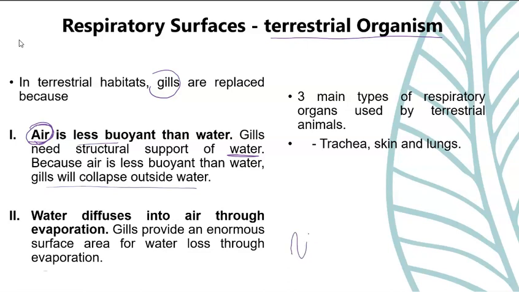Earlier we saw that gills have many lamellae. This increases the surface area, and because the surface area is large and exposed to the air, water will diffuse out from the respiratory surface, from the gills. So the three main types of respiratory organs used by terrestrial animals are the trachea, used by insects; the skin, for example in amphibians; and lungs, in mammals and birds.